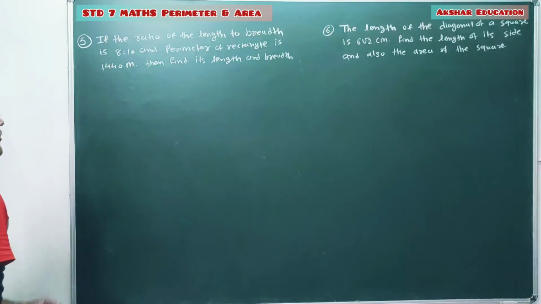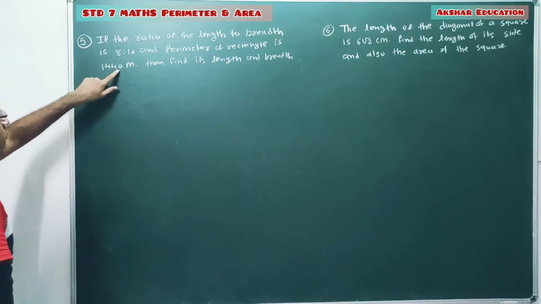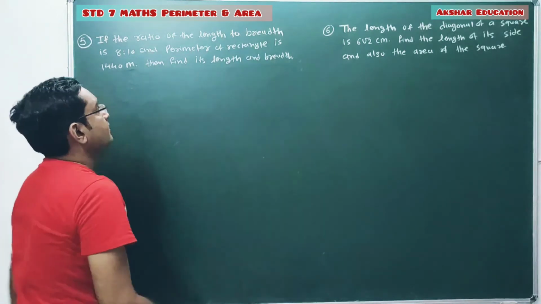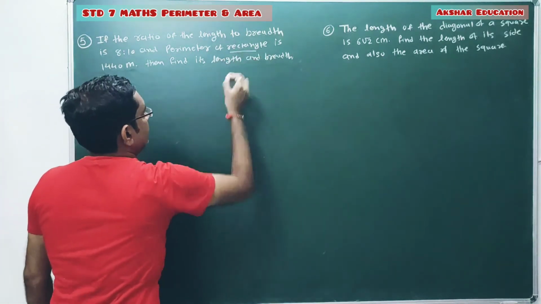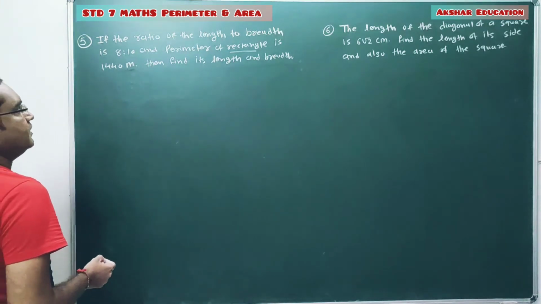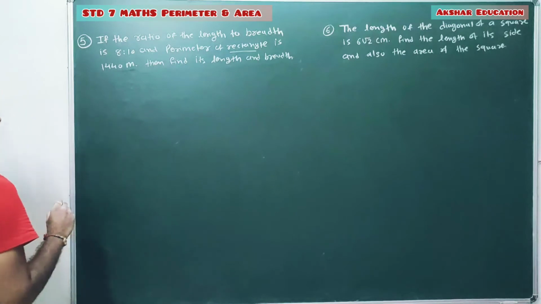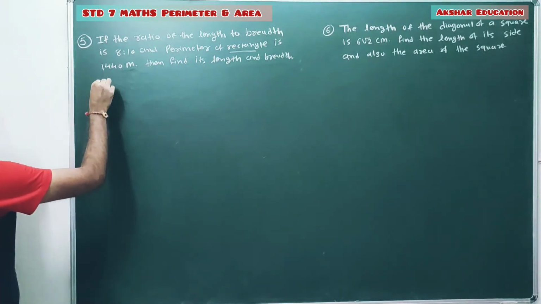Now this is question number 5. The ratio of length and breadth is 8:10 and the perimeter of the rectangle is 1440 meter. Find its length and breadth. What are we given? We are given a rectangle, the ratio of length and breadth, and the perimeter. You have to find the length and the breadth of the given rectangle.